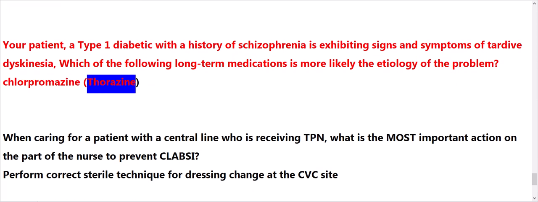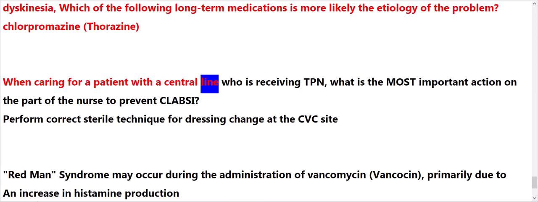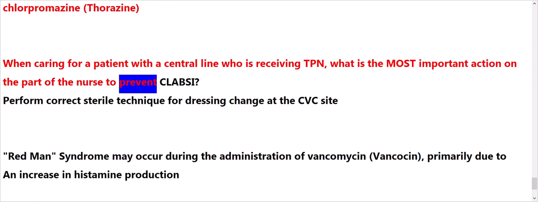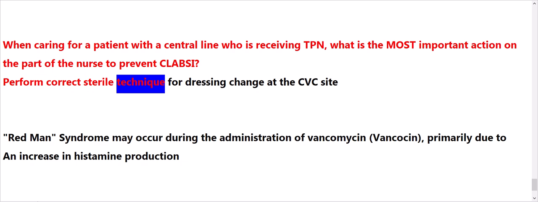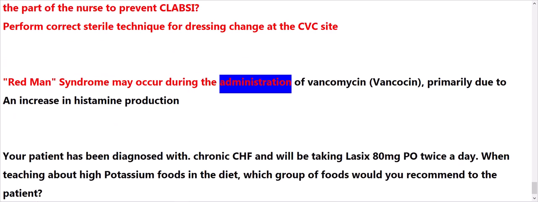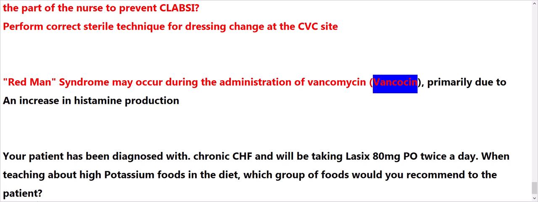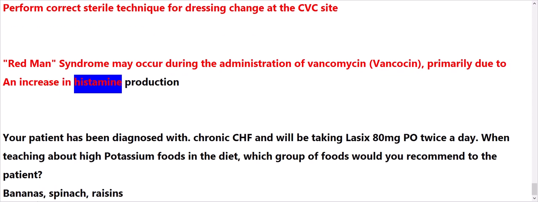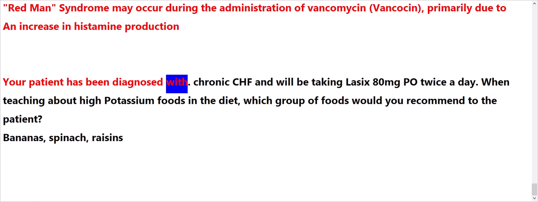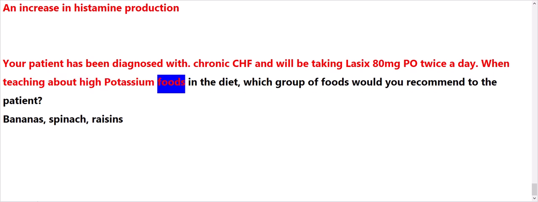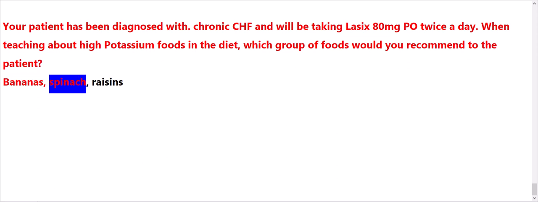Chlorpromazine, Thorazine. When caring for a patient with a central line who is receiving TPN, what is the most important action on the part of the nurse to prevent CLABSI? Perform correct sterile technique for dressing change at the CVC site. Red man syndrome may occur during the administration of vancomycin, primarily due to an increase in histamine production. Your patient has been diagnosed with chronic CHF and will be taking Lasix 80 mg PO twice a day. When teaching about high potassium foods in the diet, which group of foods would you recommend to the patient? Bananas, spinach, raisins.